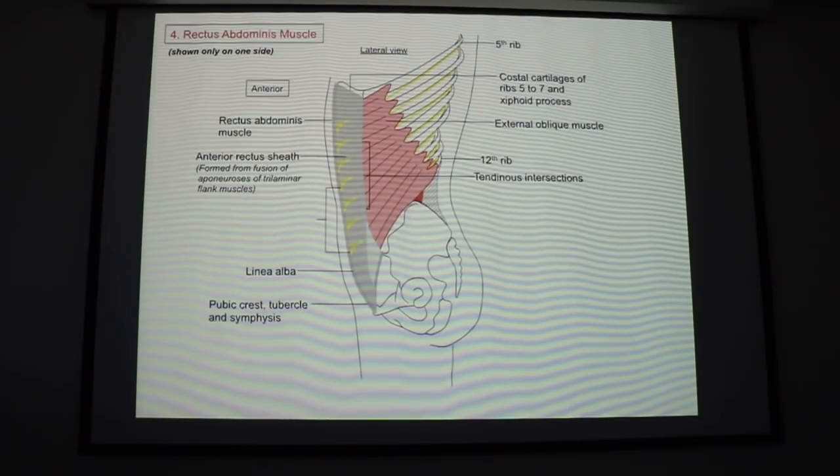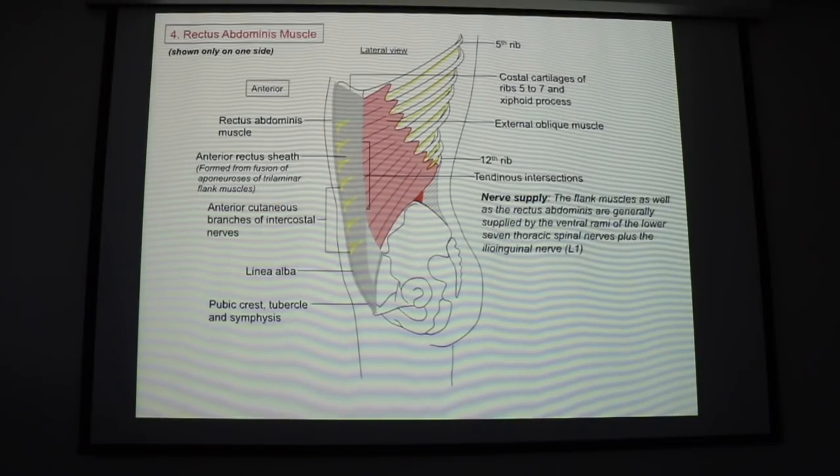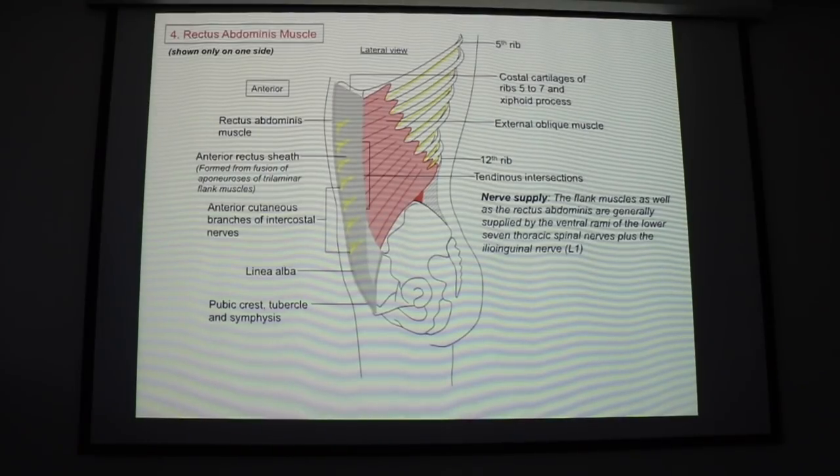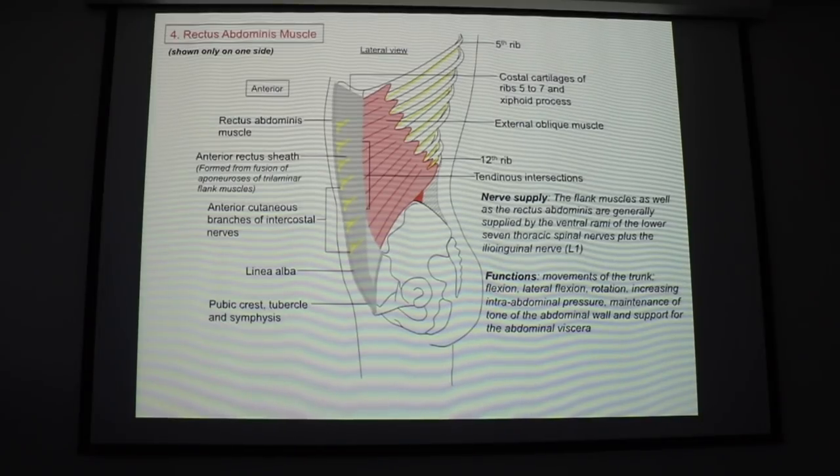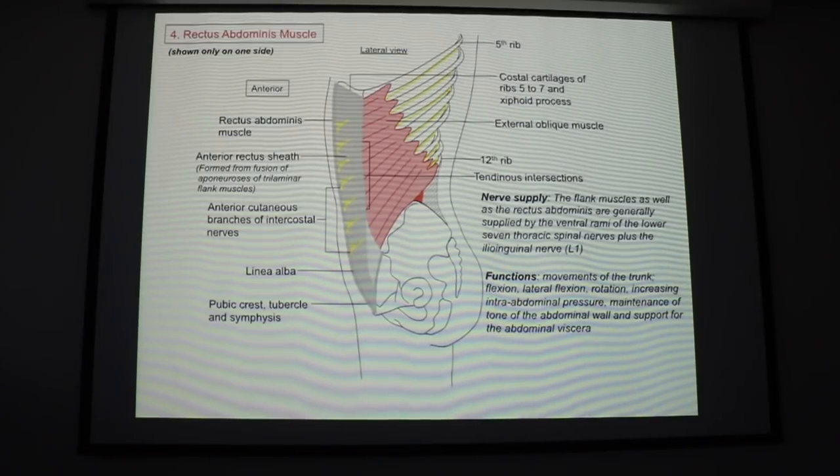So what you need to learn out of these four muscles is their nerve supply, and this is their nerve supply, and that's their action. If you are good with this part, you are blessed. The rest, what you need to know is only where they are attached. Make sense? Yes.